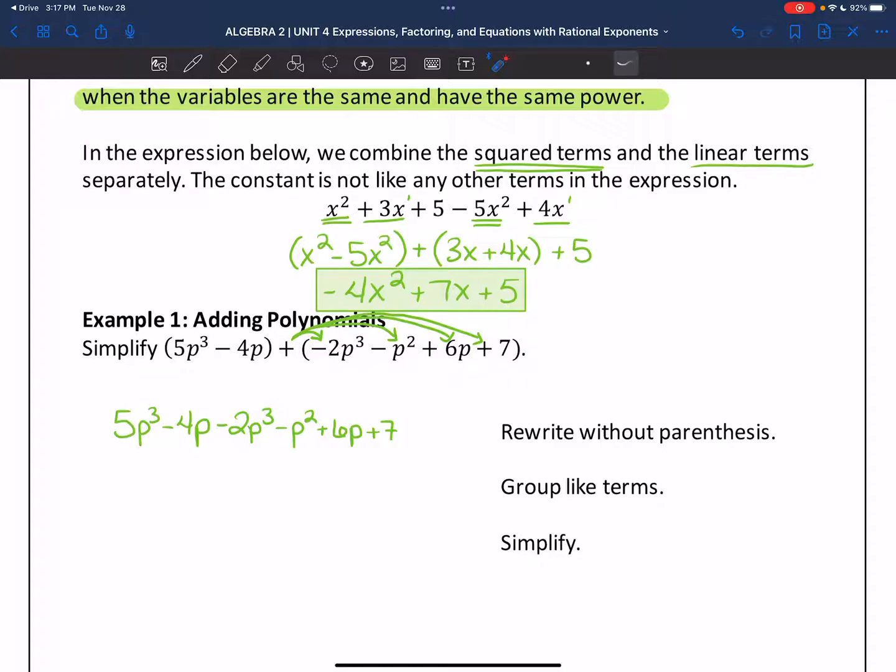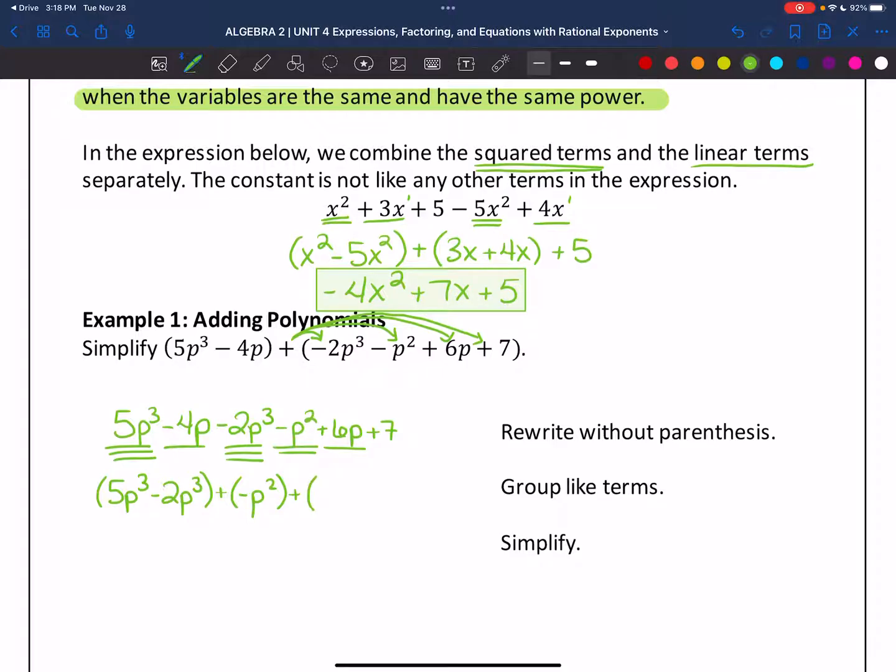Now we want to go ahead and group up our like terms. Here's a power 3, a power 3. Power 2, underline it twice. Power of 1, and then that constant of 7 is all by itself. So let's go ahead and group those up. We have 5p cubed and minus 2p cubed. Add to that our next, which is our squared, which is a negative p squared.